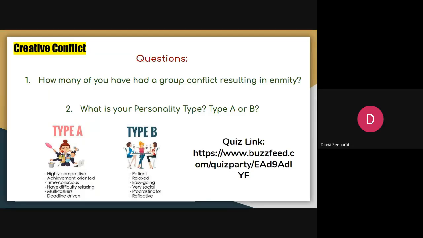So I have a little fun BuzzFeed quiz that you would find out type A or type B. It will take like 1 or 2 minutes, and it's the quiz party. So each of us has to type in our names, and when you finish it, the results everybody could see. But I wouldn't want you to do it now because I want you to pay attention to the presentation. So maybe after, if you get a chance, you could do it, and we could all see which type A or type B person we have.